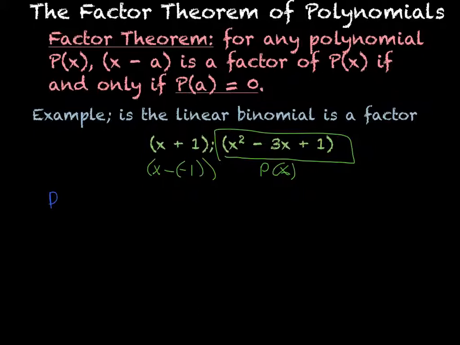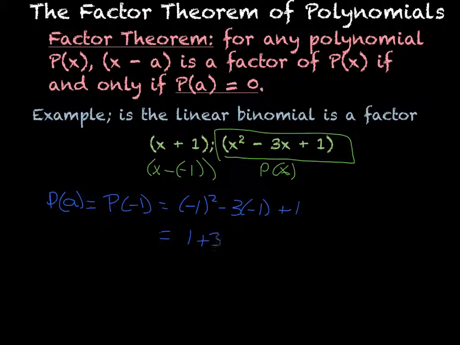So if I'm finding p of a, that's going to be p of negative 1. So that's going to give me negative 1 squared minus 3 times negative 1 plus 1. So that would be negative 1 times negative 1, which is a positive 1. Negative 3 times negative 1 is a positive 3 plus 1. So 1 plus 3 plus 1 is 5. So that means p of negative 1 equals 5. Well, that does not equal 0, so it is not a factor.